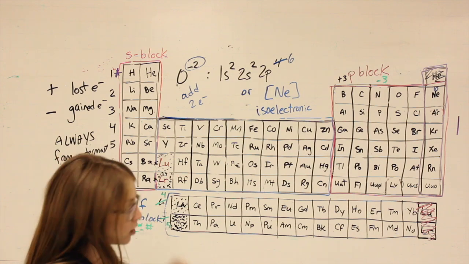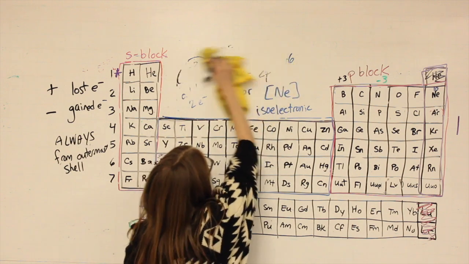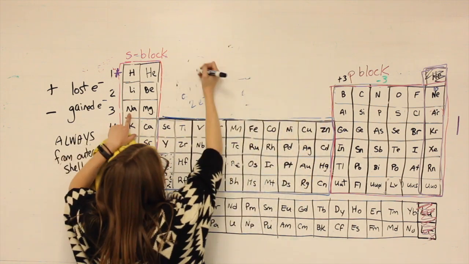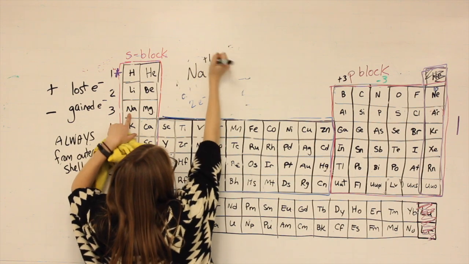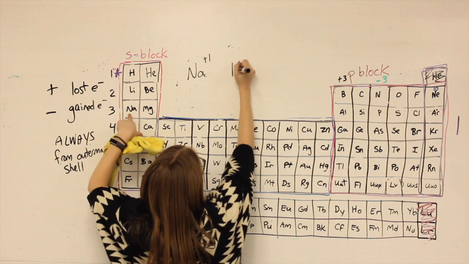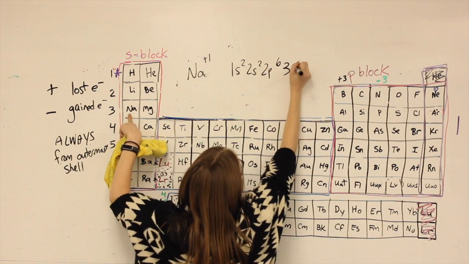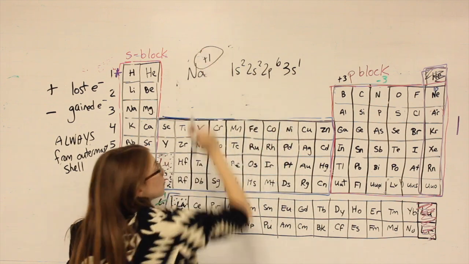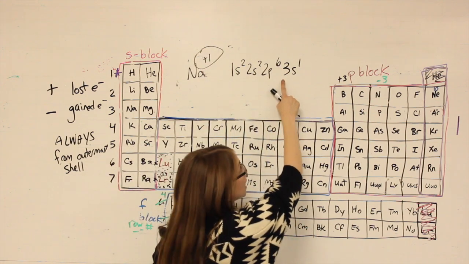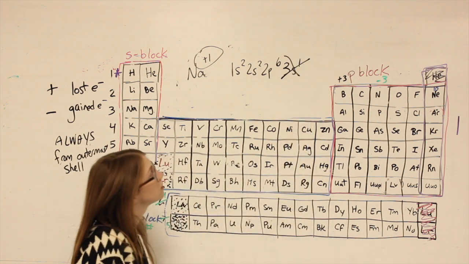If we're losing electrons, so for instance, sodium, your periodic table will tell you is a +1. Starting with regular old sodium, 1s2, 2s2, 2p6, 3s1. The +1 means lose 1 electron. The third shell is my outermost shell. It only has 1 electron in it, so I lose that whole term.